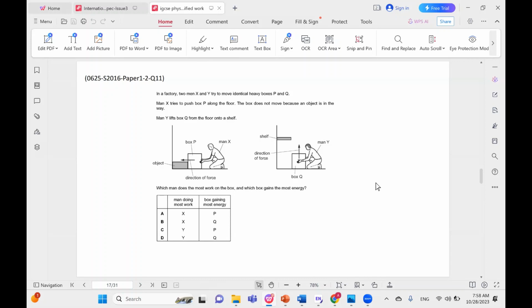And which box gains the most energy? Box P does not gain any energy because he's pushing against something that's in the way. So the box is not moving, it's not gaining height, has no kinetic energy or potential energy. But box Q has been lifted to a certain height, so it gained potential energy. So box Q is the one that gains energy, and man Y is the guy that does the most work. So the correct choice here is choice D. Man X is doing less work, but it's completely useless because nothing is happening to box P.